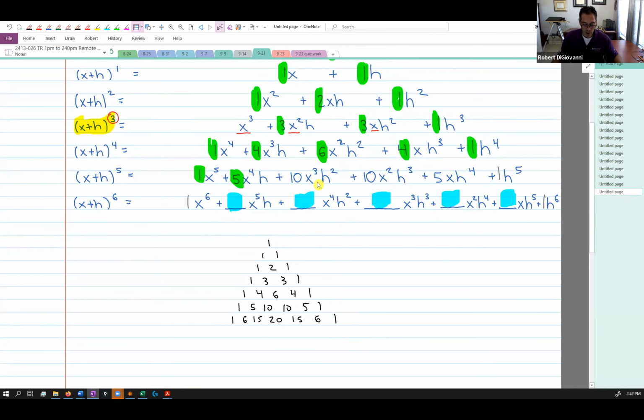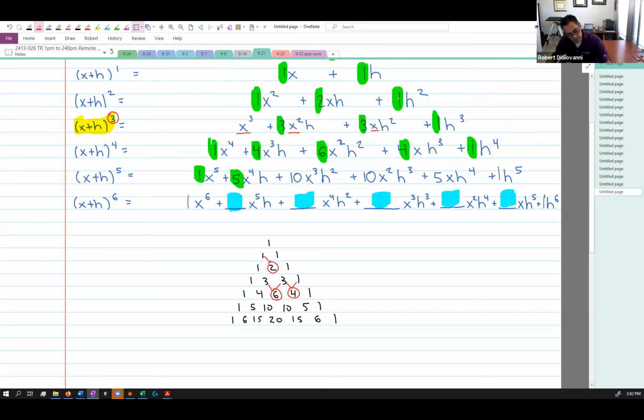I just put them all here, but there is a pattern. Here's the pattern. The numbers on the edges are always ones, always. Pick any number in this triangle, and it is the sum of the two above it. So this 6 is the sum of those two.